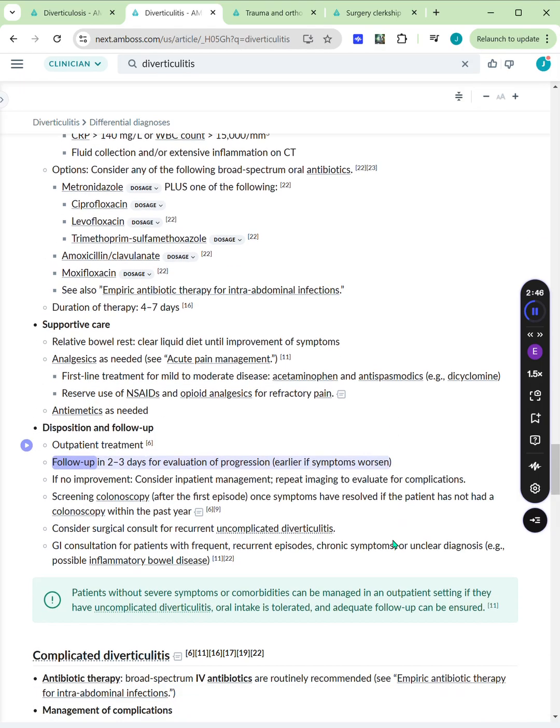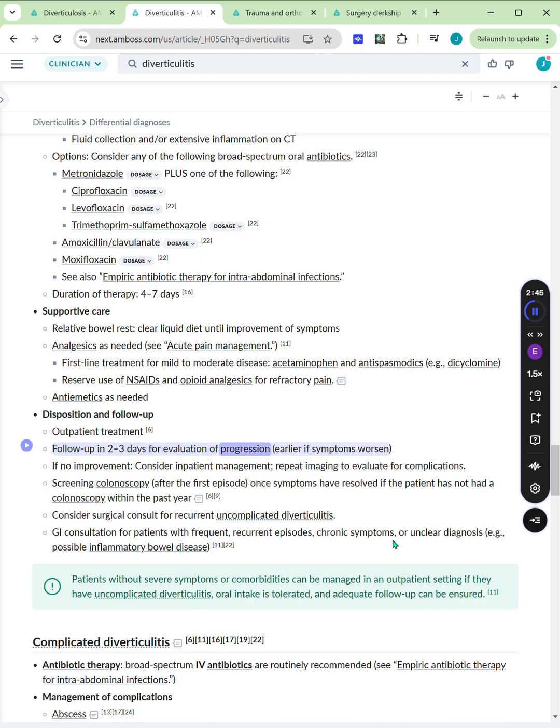Disposition and follow-up. Outpatient treatment: follow-up in 2 to 3 days for evaluation of progression, earlier if symptoms worsen. If no improvement, consider inpatient management. Repeat imaging to evaluate for complications.